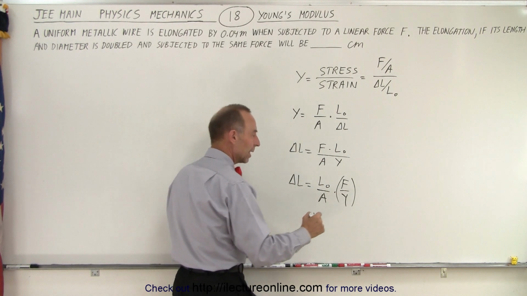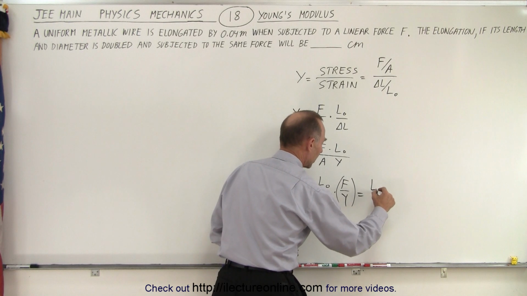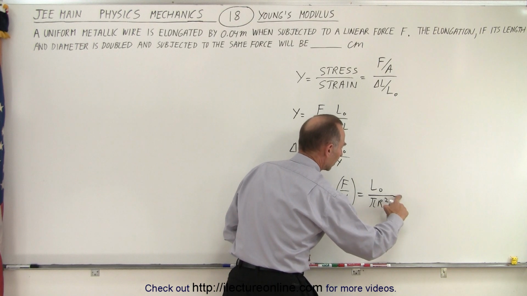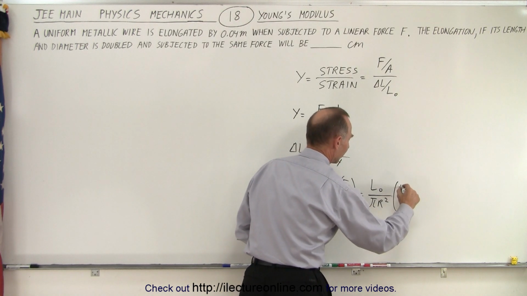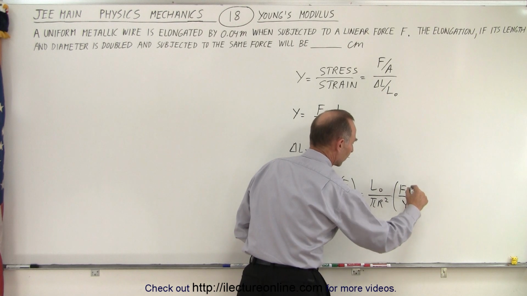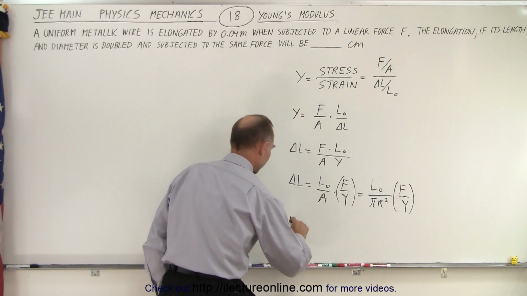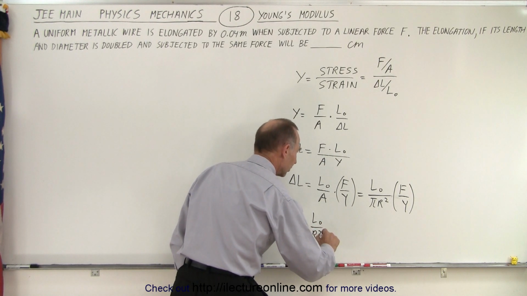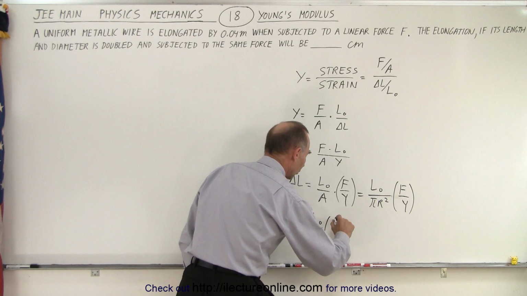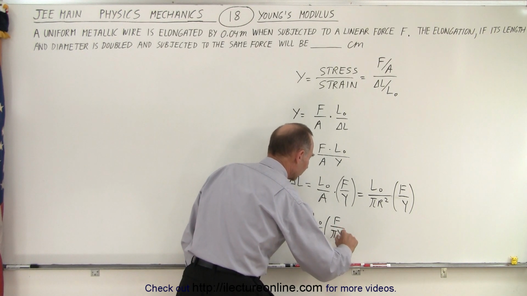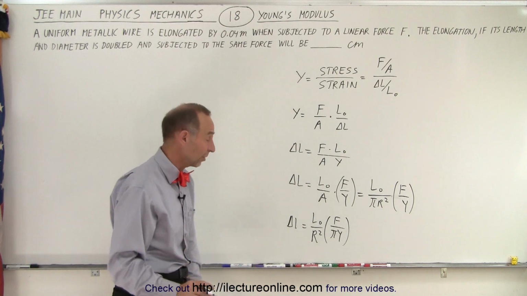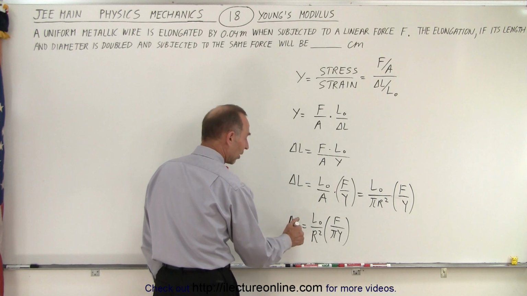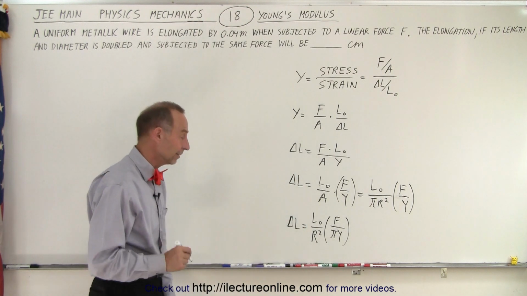And area can be written as pi r squared. So we have L sub naught divided by pi r squared times F over Young's modulus. And then if we get the pi in there, we can say that delta L is equal to initial length divided by r squared times the force divided by pi times Young's modulus. And notice what's in the parentheses, that's a constant. So depending upon how length and r change, that's how we're going to figure out the change in delta L.